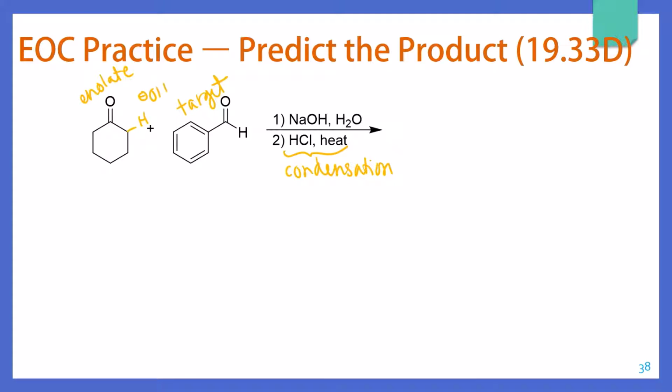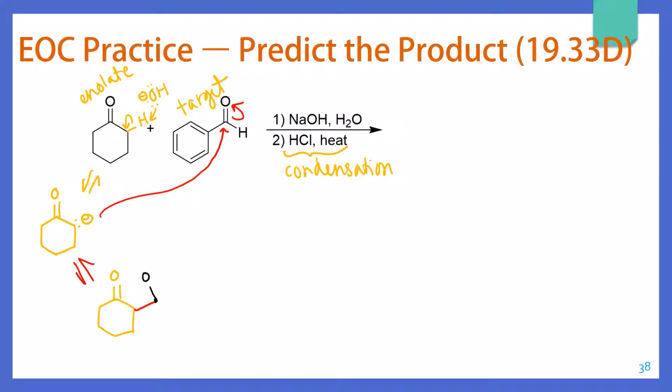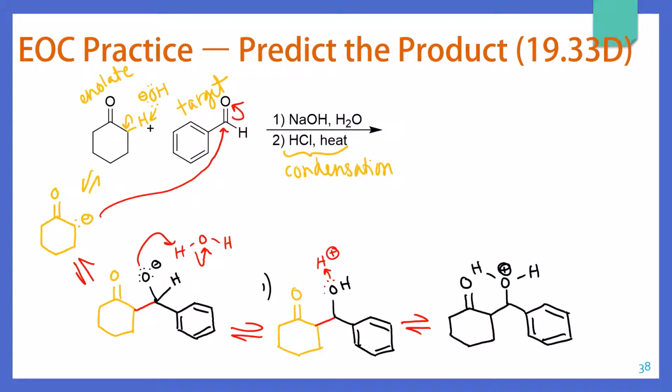So if we were to pull off our alpha hydrogen, we would have our enolate, which would then want to attack our carbonyl compound. So this is our carbonyl carbon. We know that it's going to have an O minus coming off of it. It'll have the hydrogen, and then it'll also have benzene. So from here, it would get protonated because there's water around, and we also just can't leave that negative charge. So that's what we would have at the end of step one.